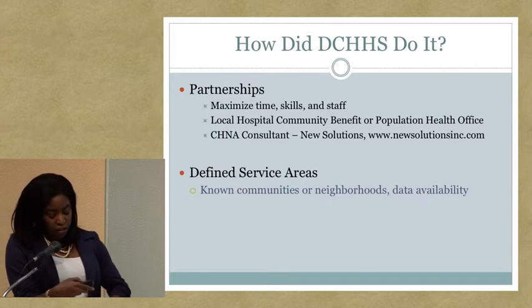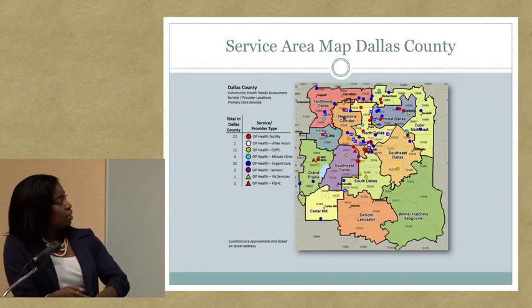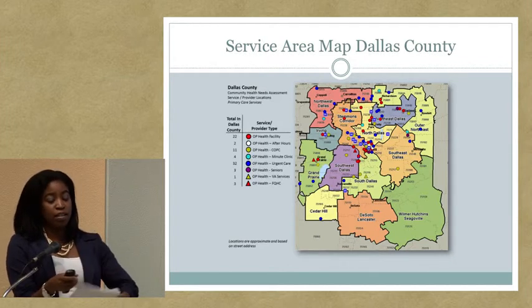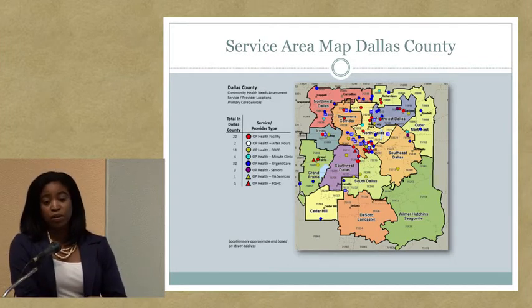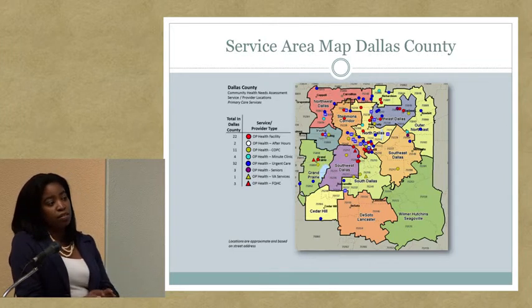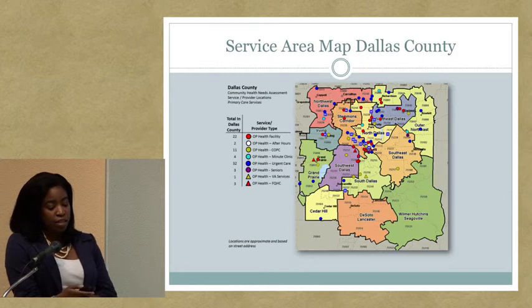And then we defined our service areas, and this is how our whole report talks about health. We talk about, here's what's going on in North Dallas, here's what's going on in South Dallas, here's what's going on in Wilmer-Hutchins. We really narrowed it down to the communities and the neighborhoods that we're familiar with.